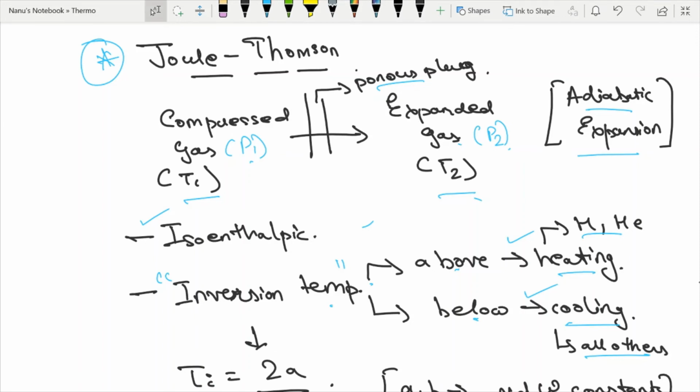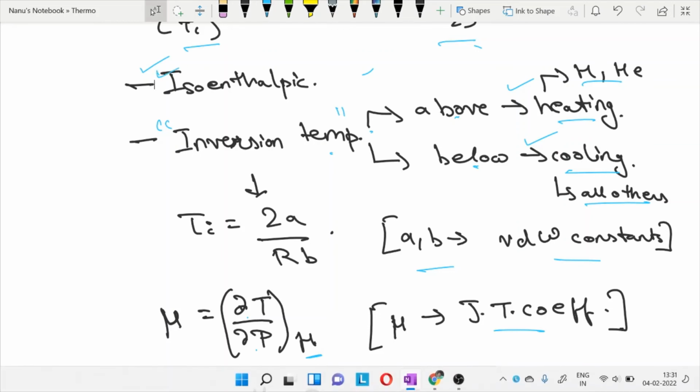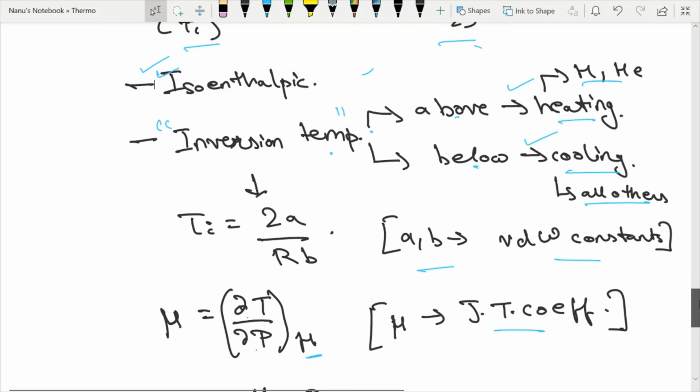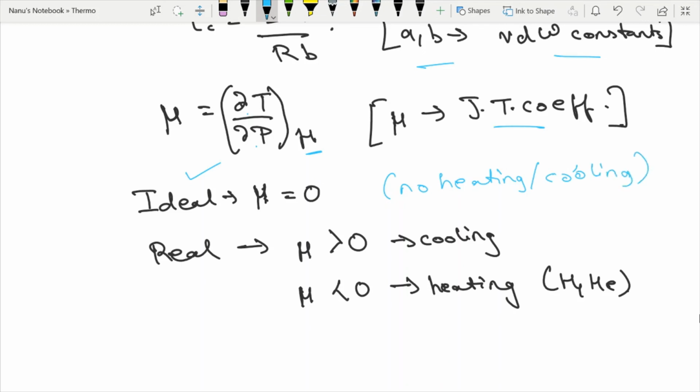A formula for this inversion temperature, which you should know, is Ti equals 2a by Rb, where a and b are the van der Waals constants, right? And the Joule-Thomson coefficient mu is given by change in temperature by change in pressure at constant enthalpy, because it's an isenthalpic process, as I said before. For an ideal gas, the Joule-Thomson coefficient is 0 because there's no heating, no cooling, right? But for a real gas, it can be more than 0 or less than 0. If it is more than 0, cooling is observed. If it is less than 0, heating is observed.